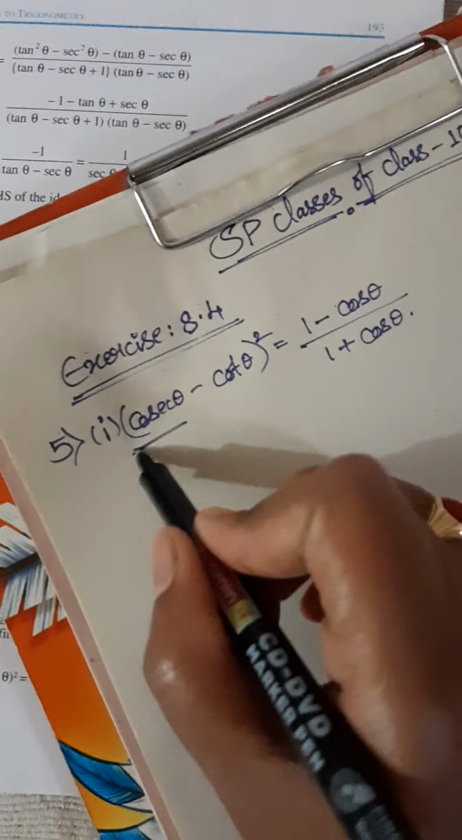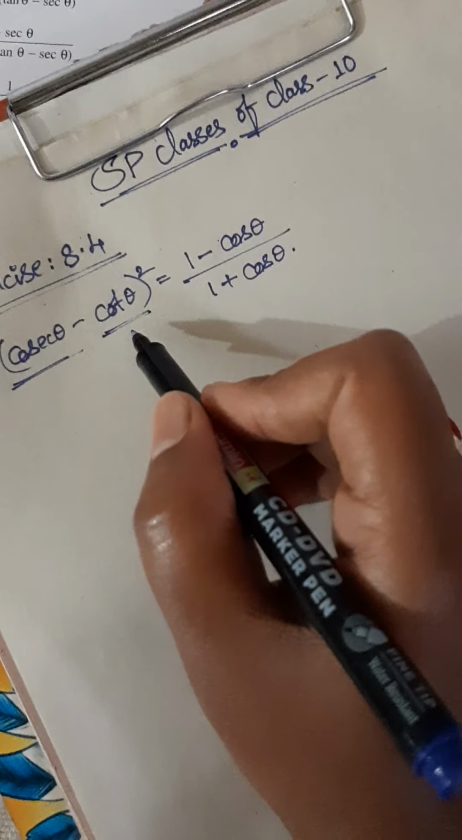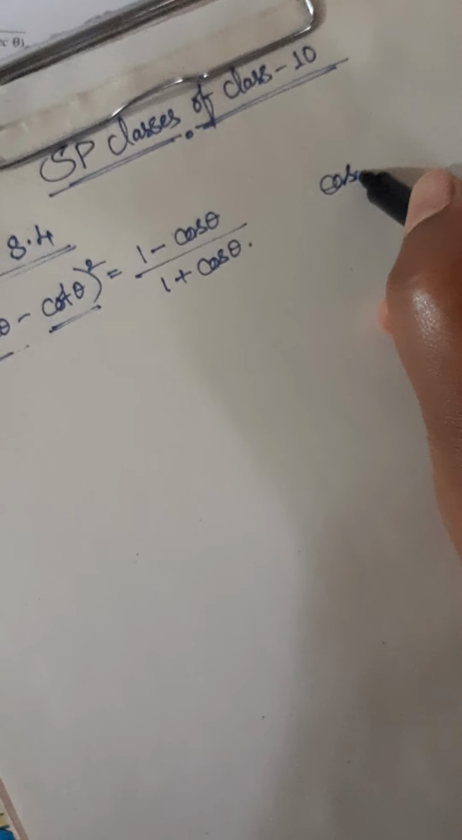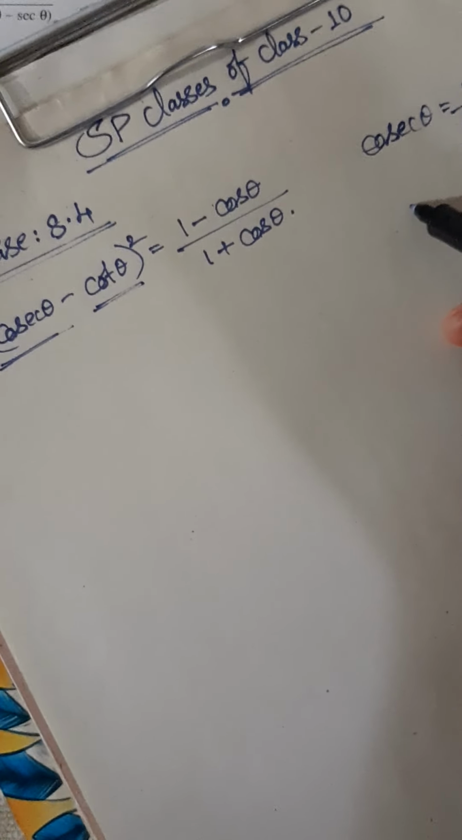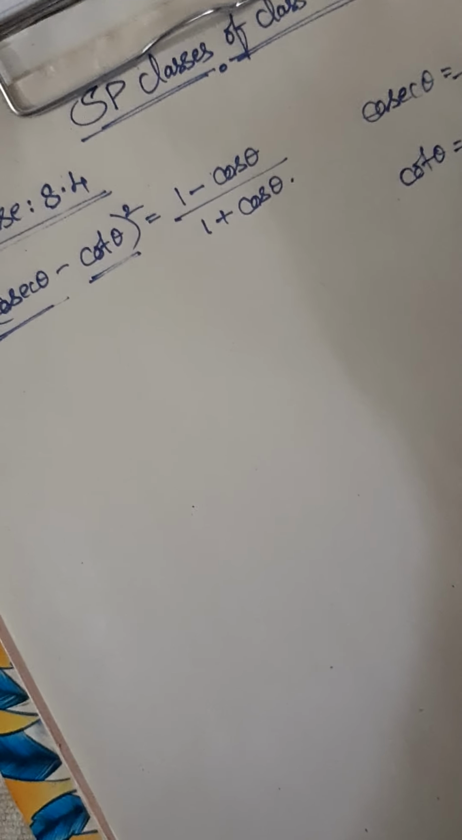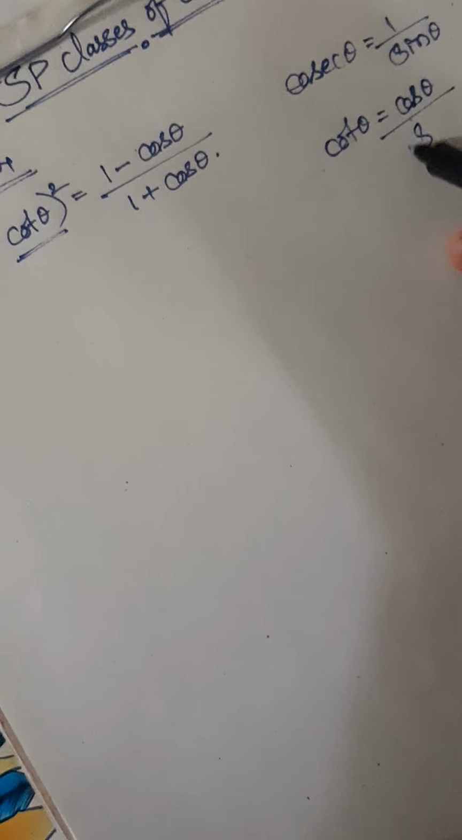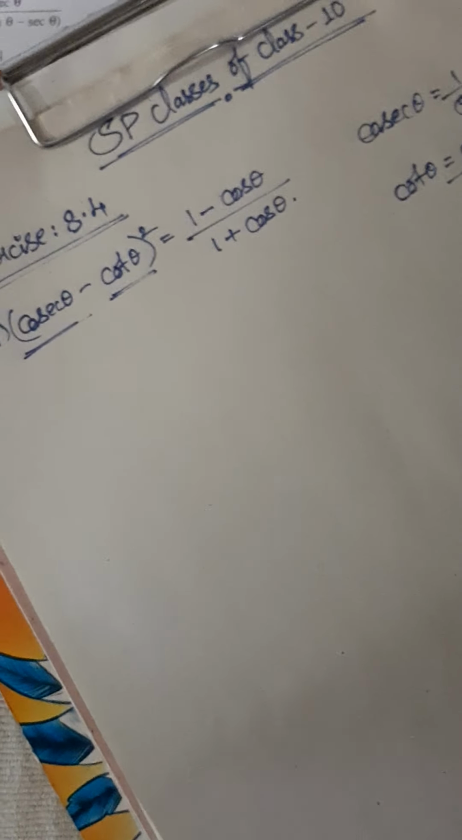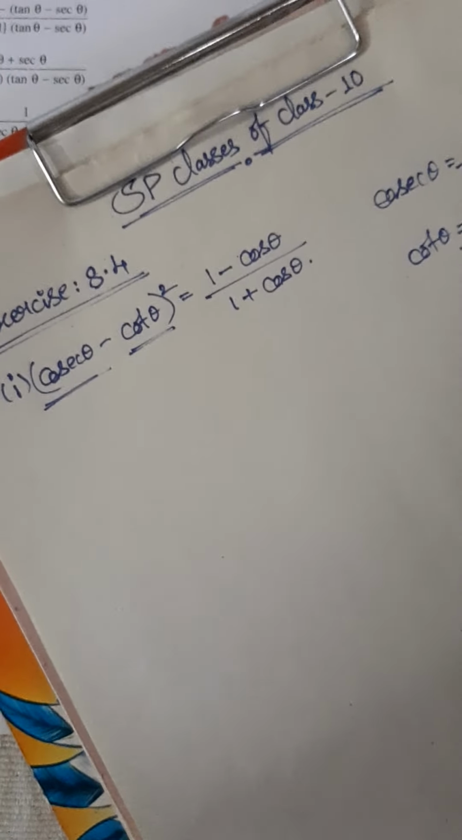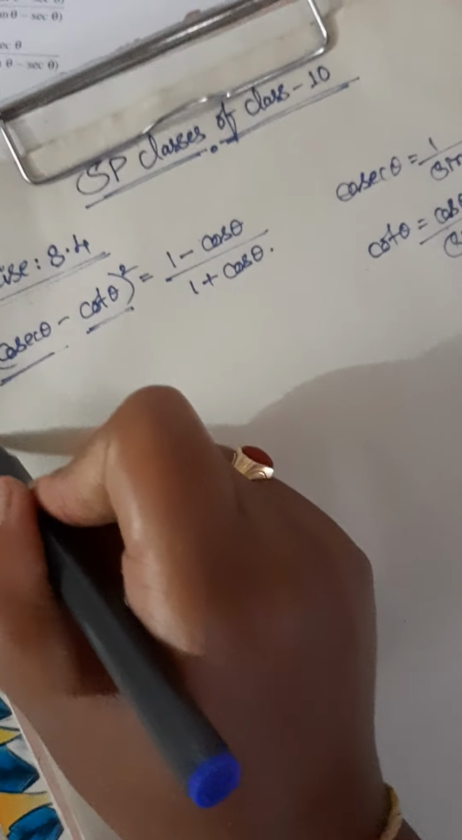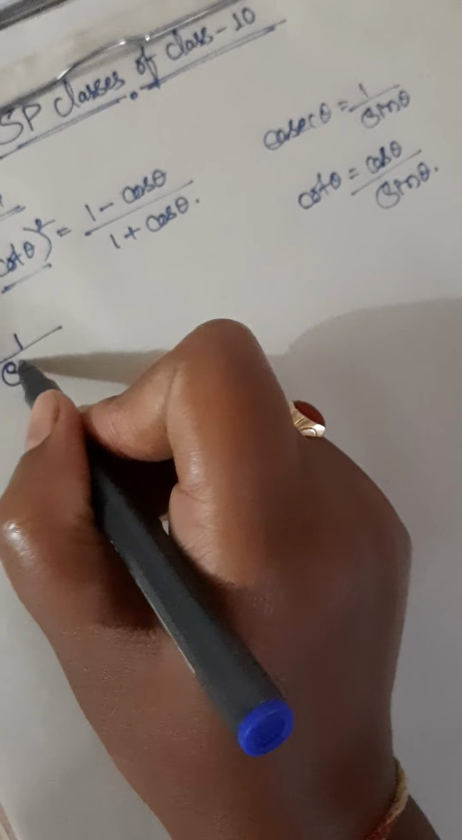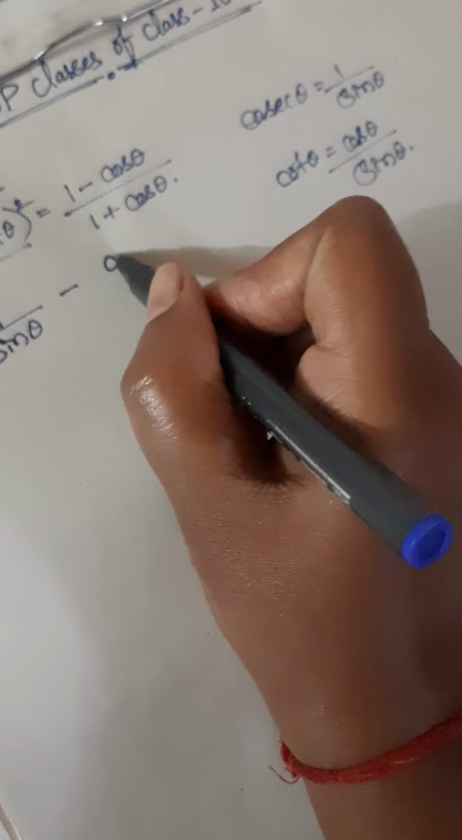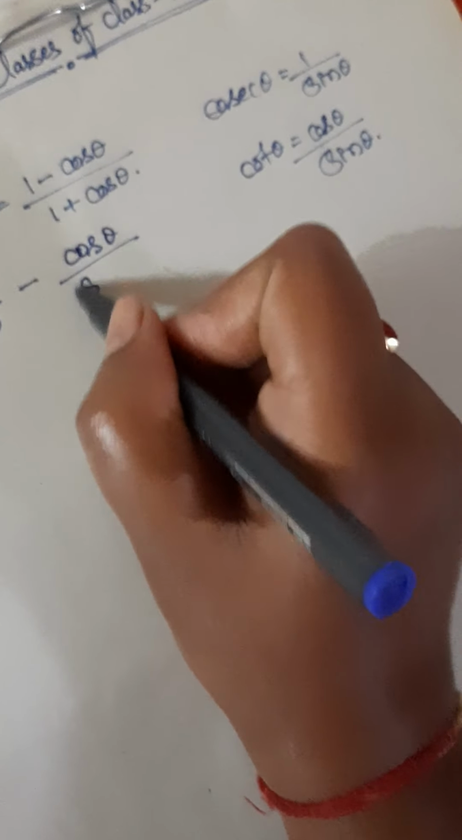So we know what cosecant is equal to and what cot is equal to. Cosecant theta is equal to 1 by sin theta. This we already know. And cot theta is equal to cos theta divided by sin theta. This also we know already. Okay, so let's take LHS is equal to, here this is 1 by sin theta minus cos theta divided by sin theta, whole square.